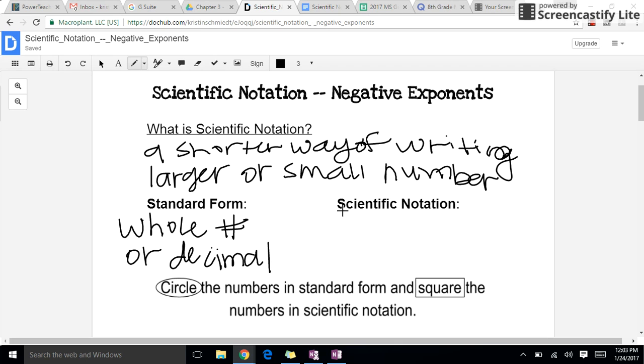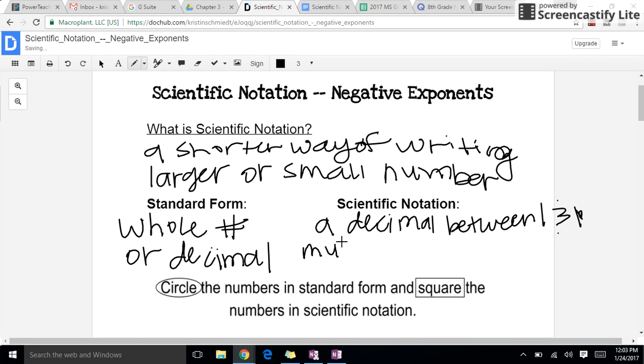Okay, that is a decimal between 1 through 10 multiplied by a power of 10. That's a 10, guys. And again, we hope that you're writing a little bit better than this one. Between 1 and 10. Okay, we got it. Sweet.